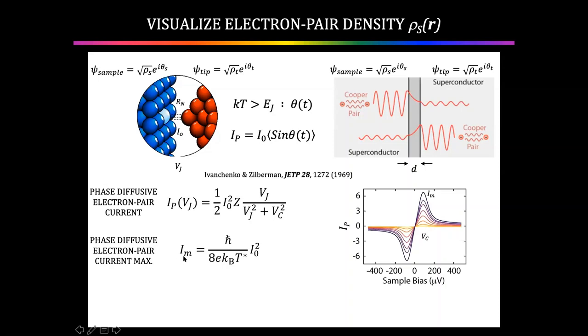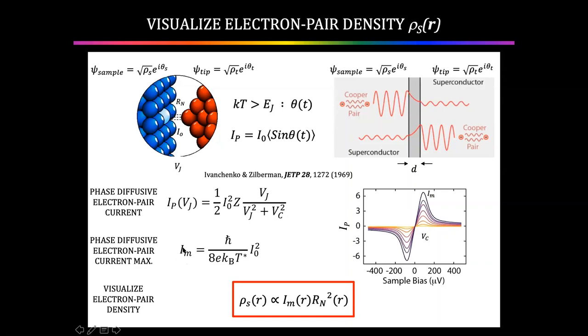So the value of the maximum current you can derive is related to the Josephson current squared. And that's the key thing. If you measure this maximum pair current as a function of location, it goes as I naught squared. If you multiply by the junction resistance squared, you should be able to visualize the superfluid, the pair density in the material. And that's the objective of our machine.